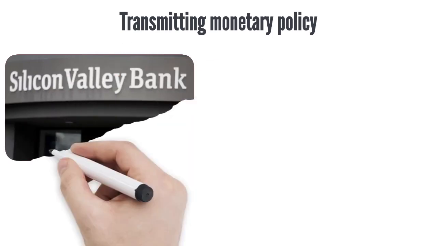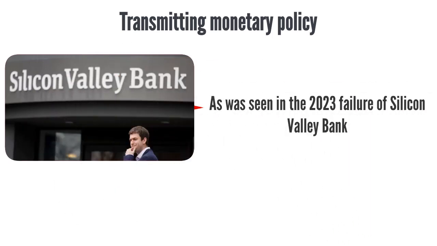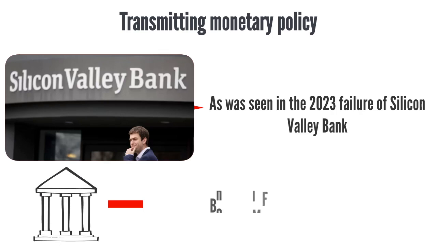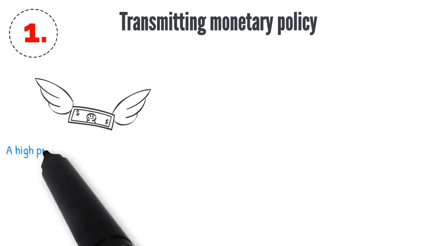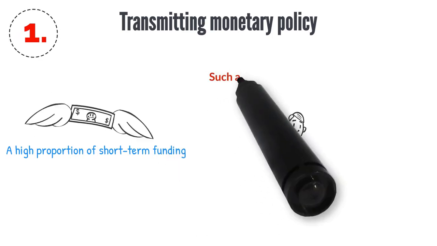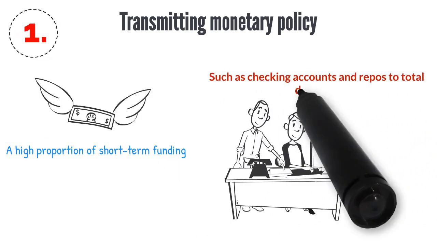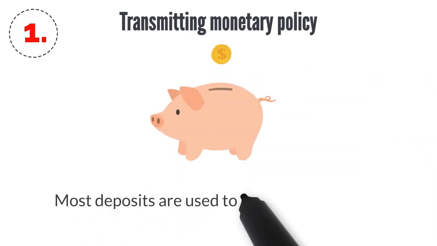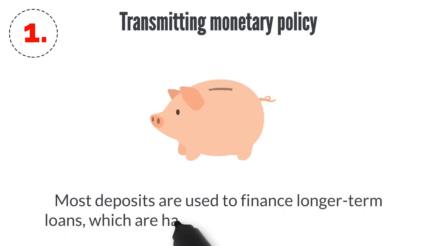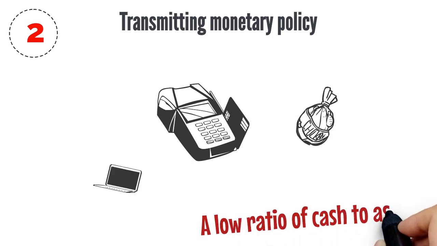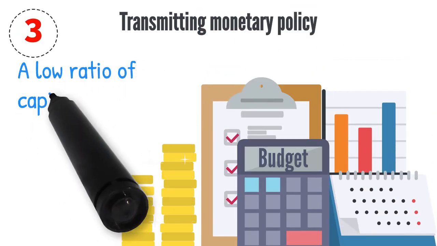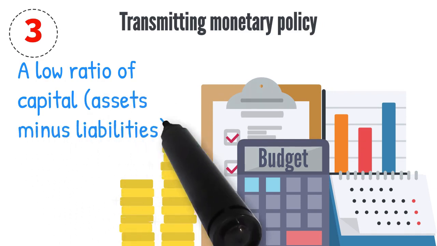As was seen in the 2023 failure of Silicon Valley Bank, banks' vulnerabilities arise primarily from three sources. 1. A high proportion of short-term funding, such as checking accounts and repos, to total deposits. Most deposits are used to finance longer-term loans, which are hard to convert into cash quickly. 2. A low ratio of cash to assets. And 3. A low ratio of capital, assets minus liabilities, to assets.